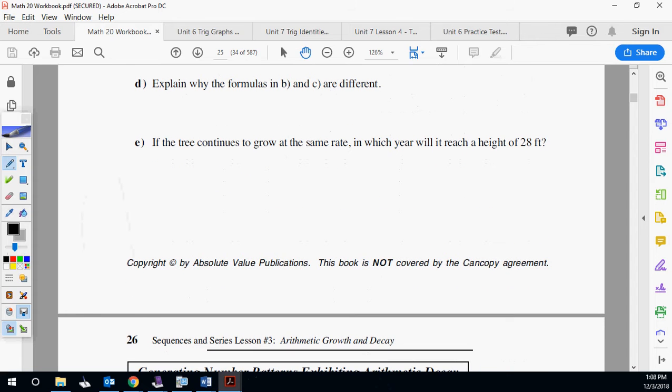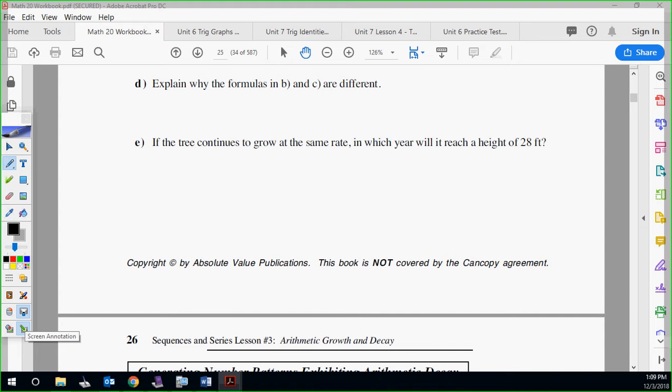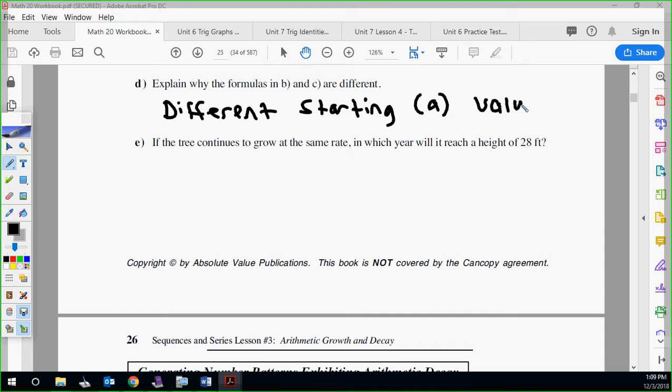Explain why the formulas B and C are different. They're different because of the starting year. So you just say they're different because they start at different times, so different A values.